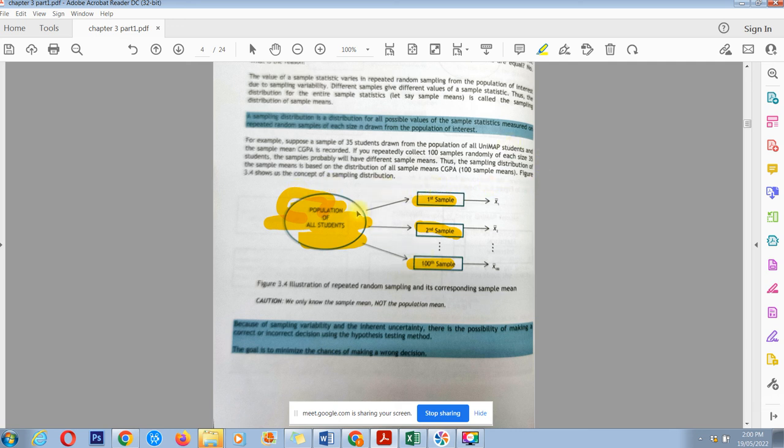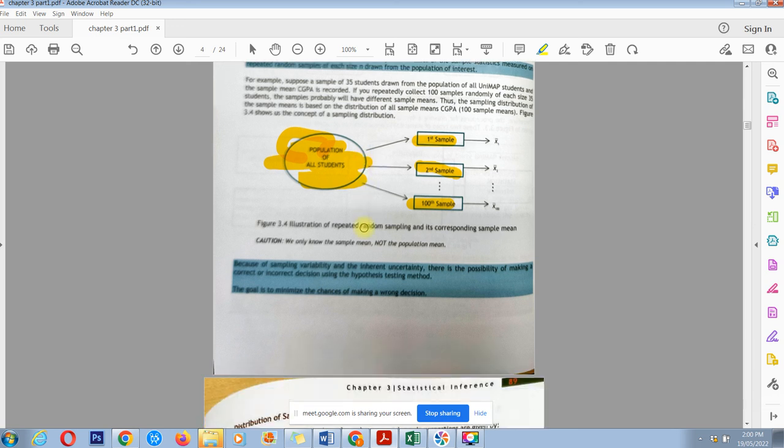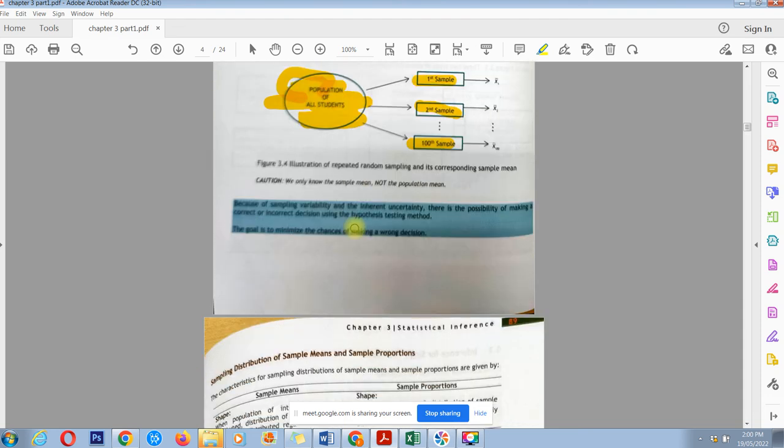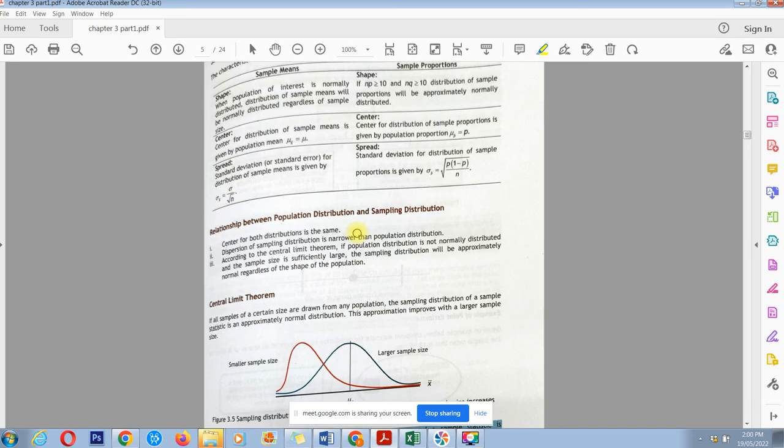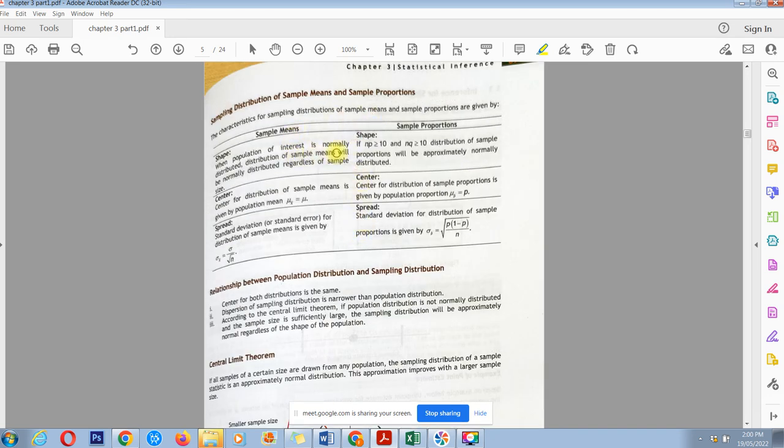Okay, it depends on how many you want to take as a sample. Later on we will learn how many samples is good for the population, to predict or to make a test. So this is the sample mean, and the difference between sample mean and sample proportion. So we have mean and proportion.